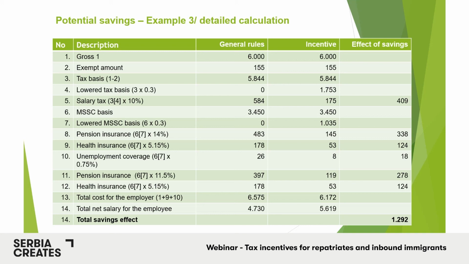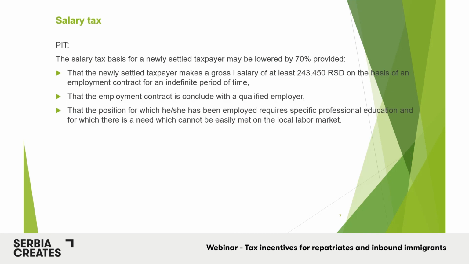Now, what are the conditions that need to be met? Well, we all know you need to be a newly settled taxpayer, and we will see later on what a newly settled taxpayer is. We know that you need to conclude an employment contract for an indefinite period with a qualified employer, and we will see later on who is a qualified employer. But the law, if you remember, states that the position for which the employee has been employed requires specific professional education for which there is a need which cannot be easily met on the local labor market.